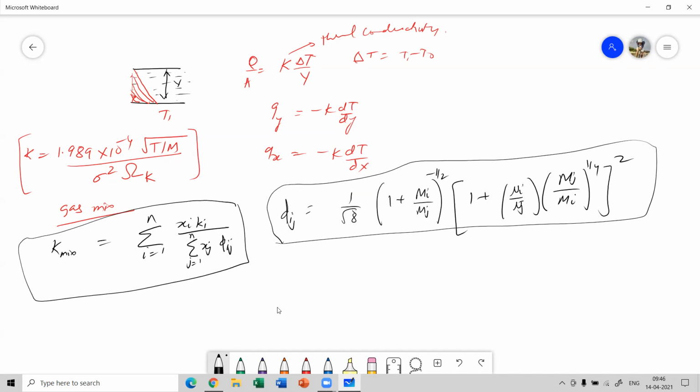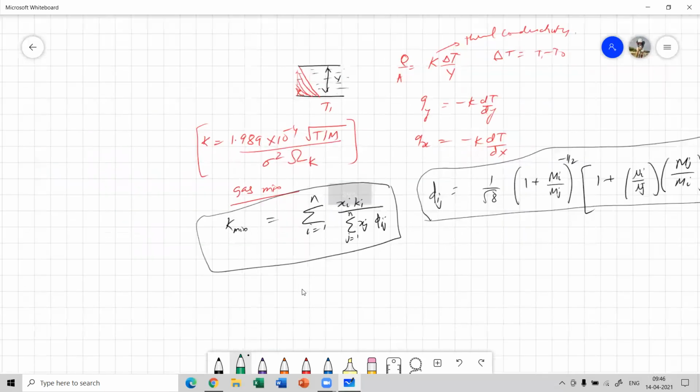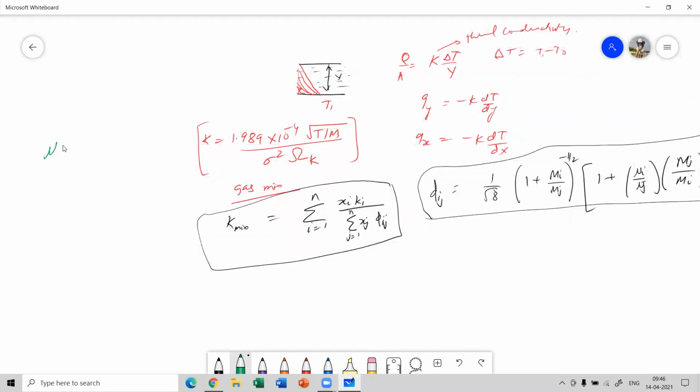For viscosity, if you remember, I'll repeat, what we derived was mu equal to 2.6693 into 10 raised to the power minus 5 under root of MT by sigma square. So this was for the viscosity. Now this is for thermal conductivity.